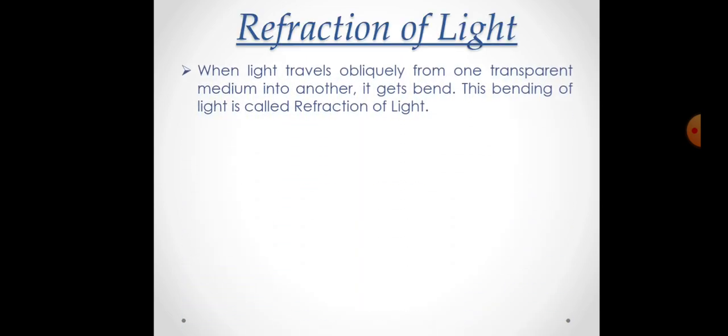So what is refraction of light? When light travels obliquely from one transparent medium into another, it gets bent. This bending of light is called refraction of light. It means that when light is traveling from one medium to another, here medium refers to, suppose light is traveling from air to water. Air and water represent two different media. So when light is traveling from air to water, the light rays will bend. This bending of light is called refraction of light.